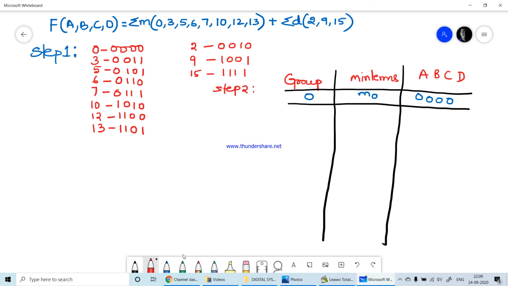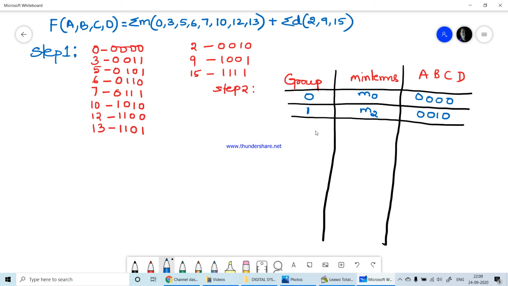Then group 1, where we have 1-bit sequences. In group 1 we have only M2. Don't care will also be considered, as I said. So 0010, we have only M2 in group 1, because we don't have any other binary equivalent values which have only one 1 in the binary sequence.